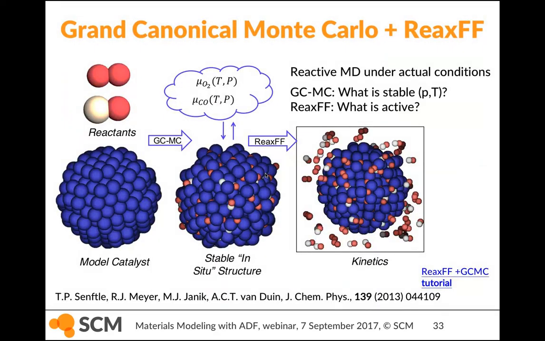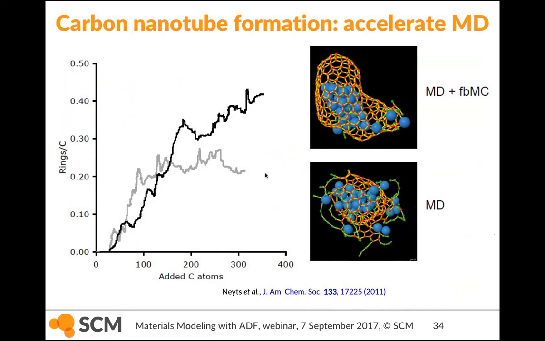All right, so this I just discussed. Now a little bit more about this force bias Monte Carlo. So if you just use temperature accelerated MD, this is what I call it. So if you want to see things happening, you can just ramp up the temperature. If you start adding carbon atoms to a nickel particle to mimic what happens in a plasma when you're growing carbon nanotubes, you'll get a highly erratic structure.